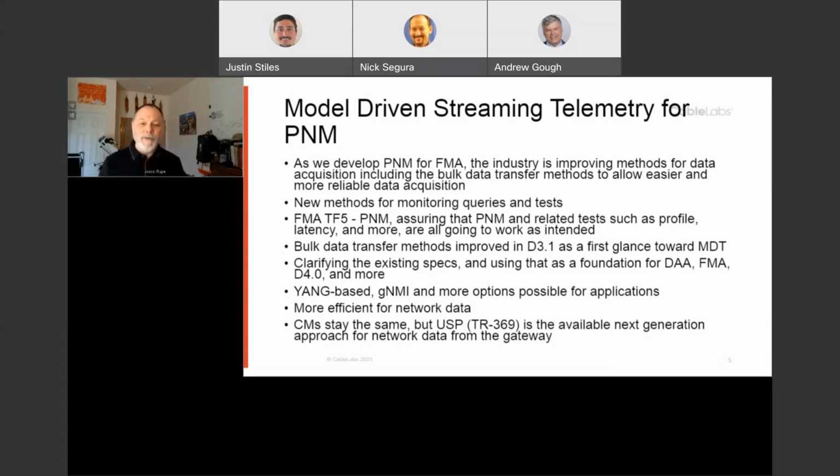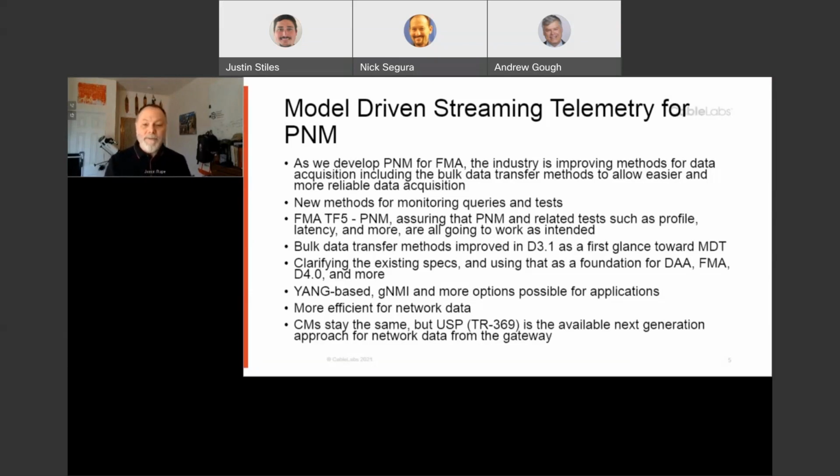And what that ended up doing is actually creating some new options for DOCSIS 3.1 as well, not only the DOCSIS 4.0 specs, but as we clarified the existing specs, we created a really strong foundation for DAA, FMA, all the flavors of DOCSIS 4.0. And as a result, we have a good approach that's going to be YANG-based, gNMI supported, and more options are going to be possible for that.